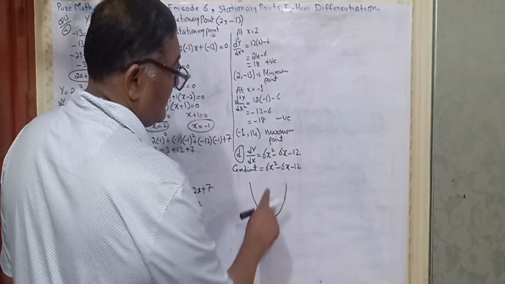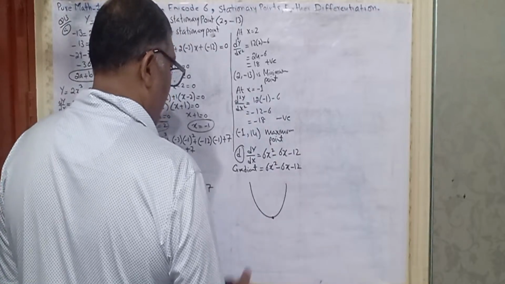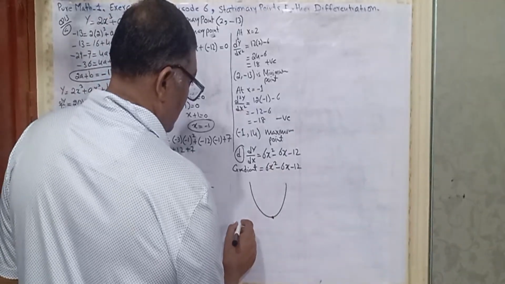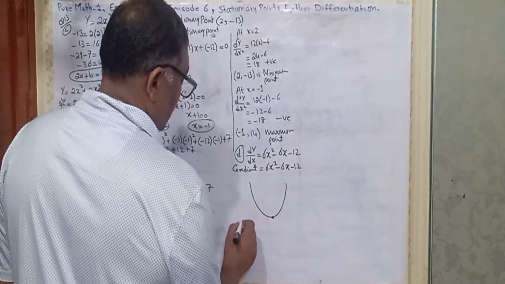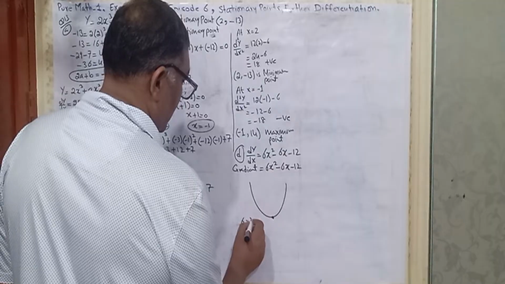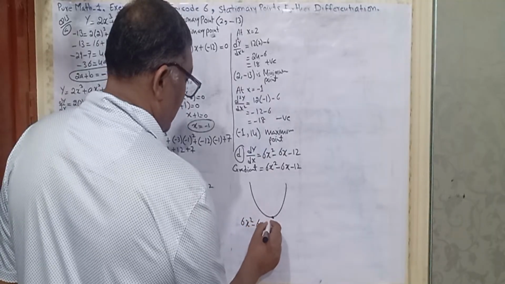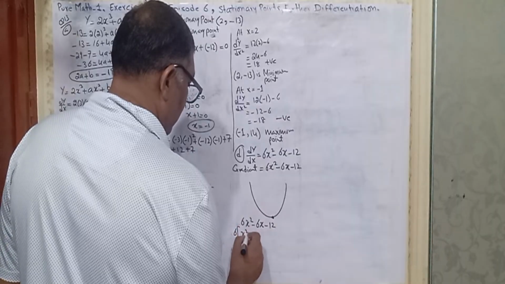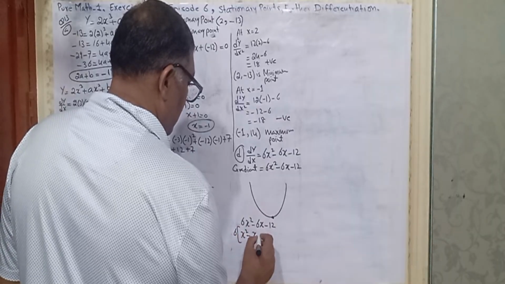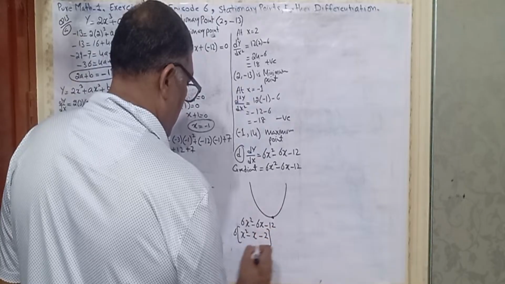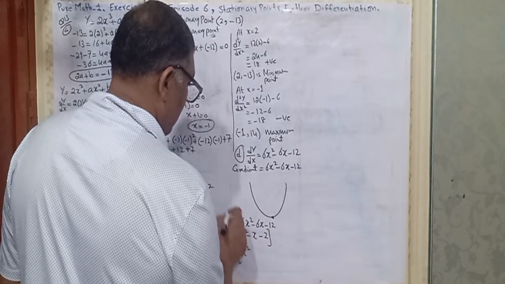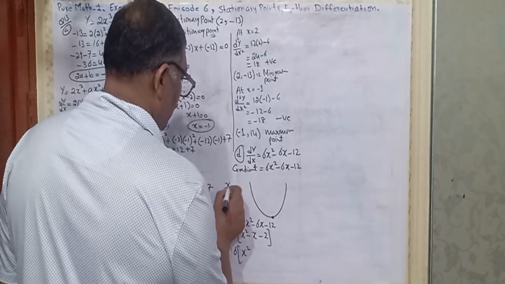Remember this for this expression. And I can find the coordinates of this point. This is very easy. This is 6x squared minus 6x minus 12. Take the 6 common. So you will have x squared minus x minus 2, and 6 will remain here. So divide this x with the 2.